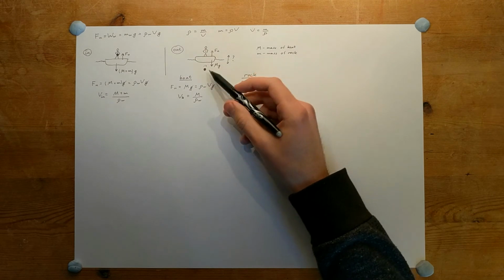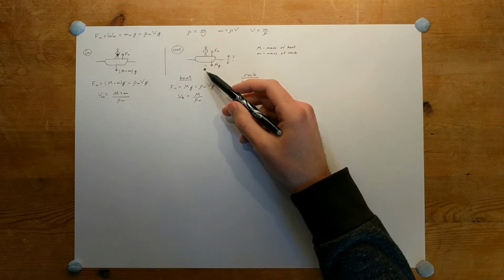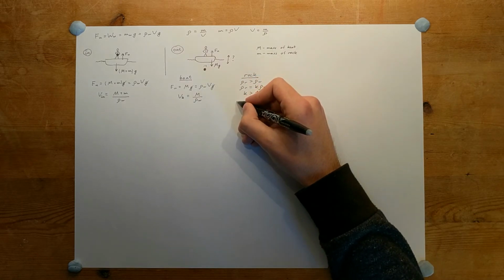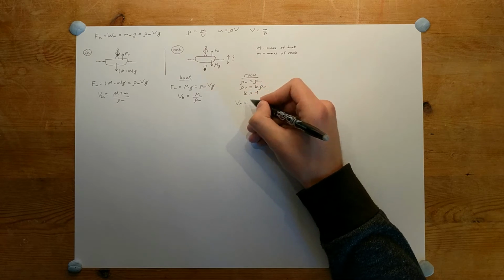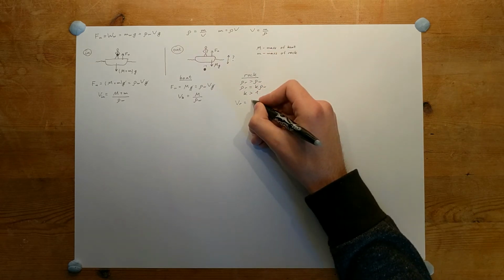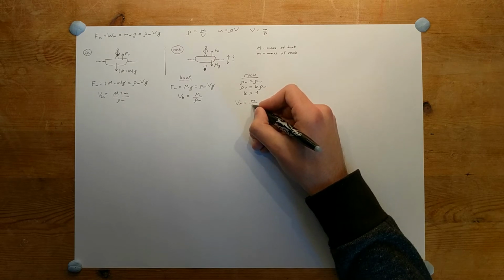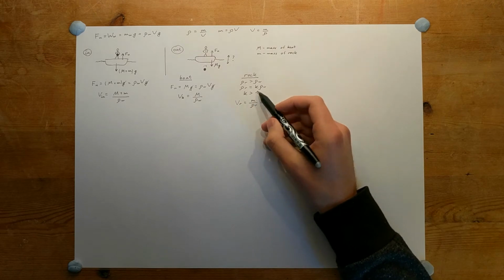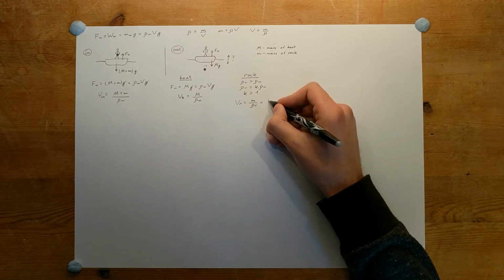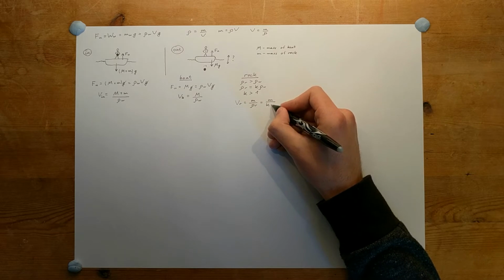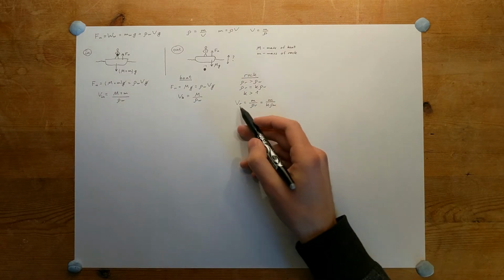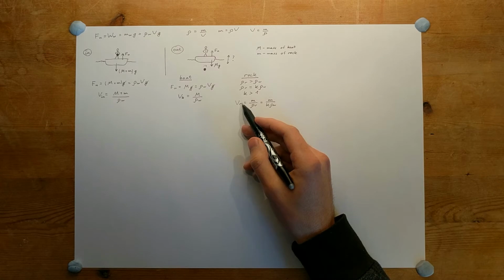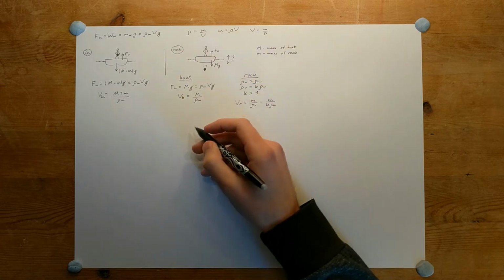And we know that the rock sinks, therefore the volume of water displaced by the rock is equal to its own volume, and its own volume is equal to the mass of the rock over the density of the rock. And we know that the density of the rock is K times the density of the water.